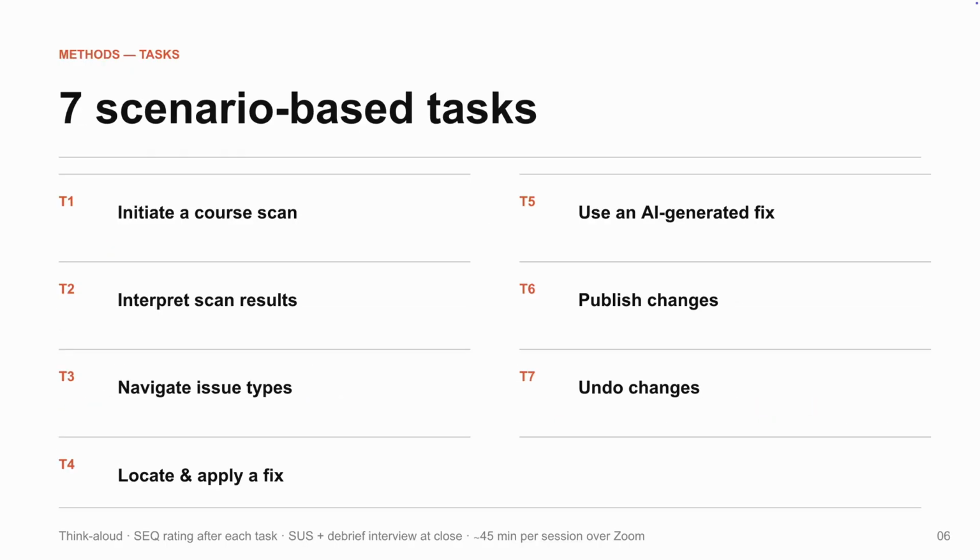Our tests covered Simplify's core workflow process across 7 tasks: initiating a scan, interpreting results, navigating issue types, applying a manual fix, applying an AI-generated fix, publishing changes, and undoing them. After each task, participants gave a single ease question rating, and at the end they completed a full SUS in a debrief interview.